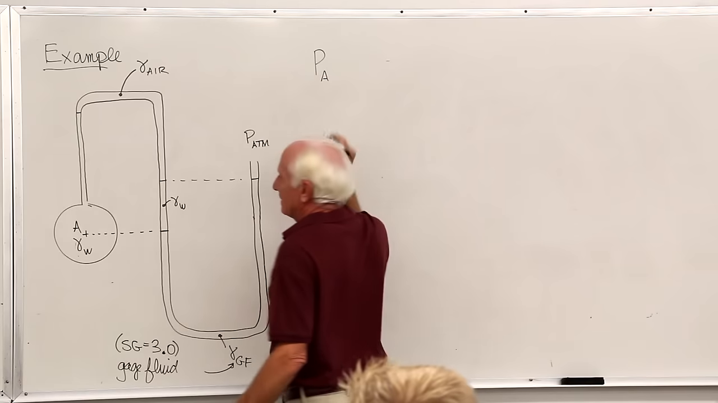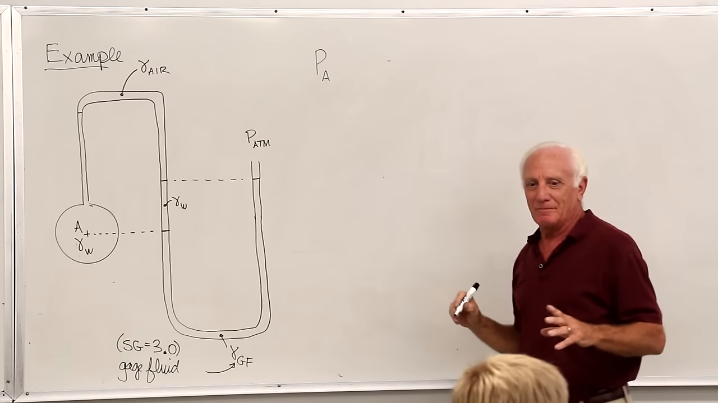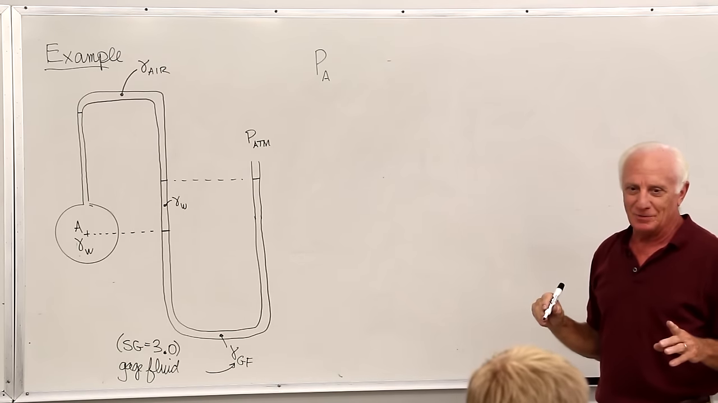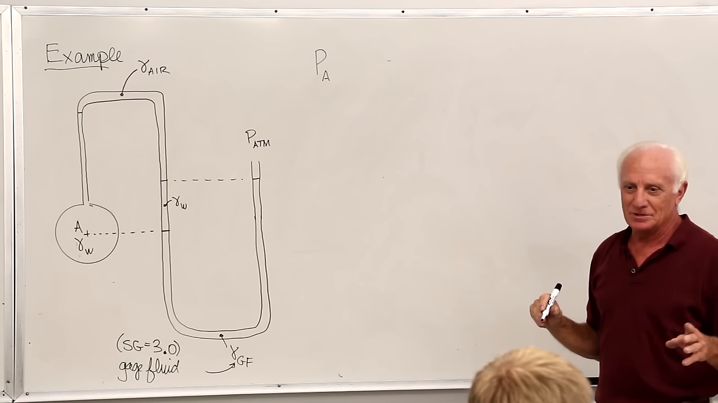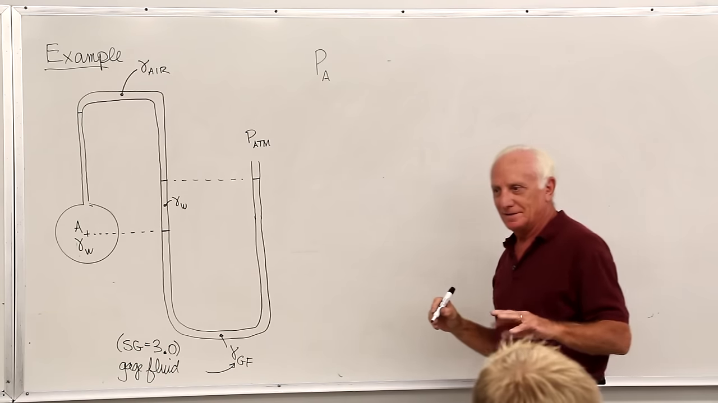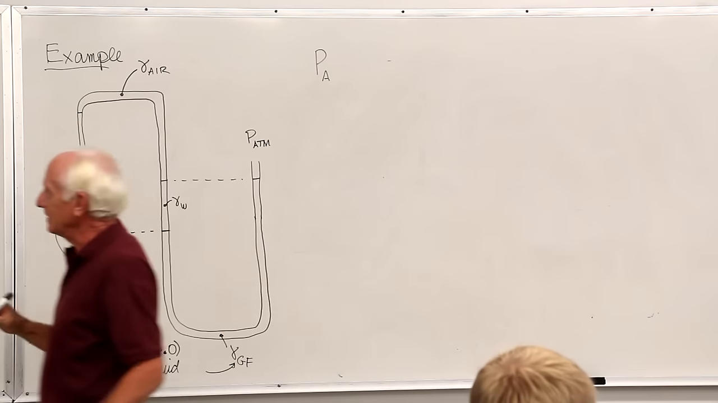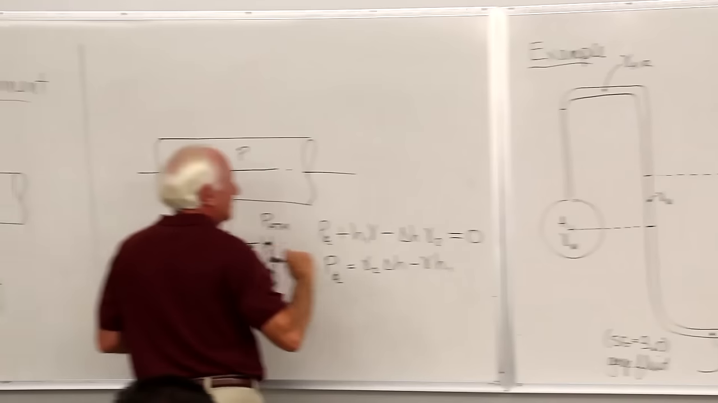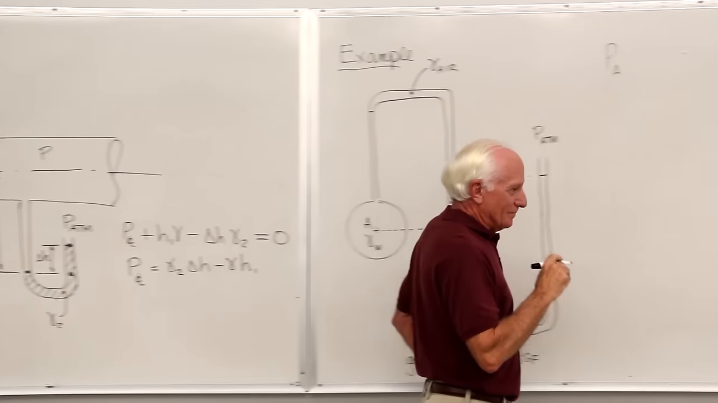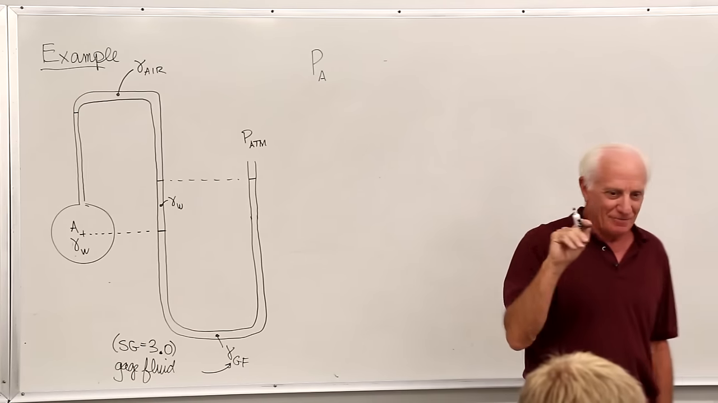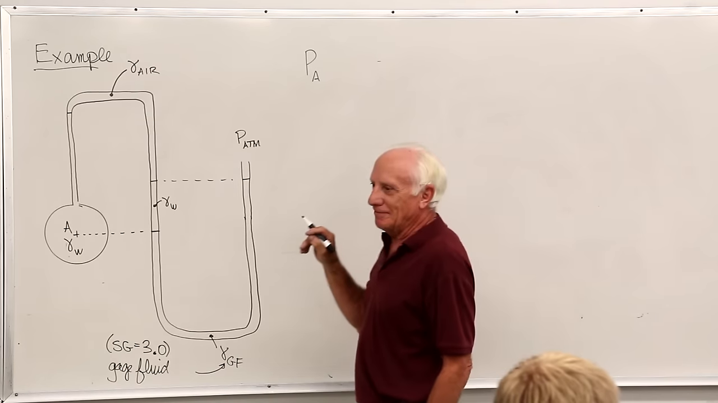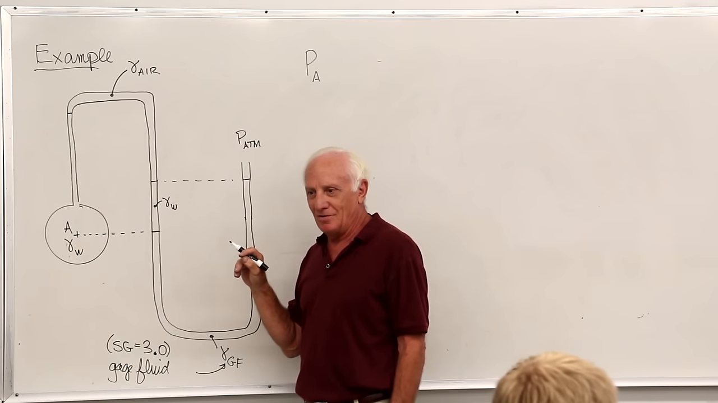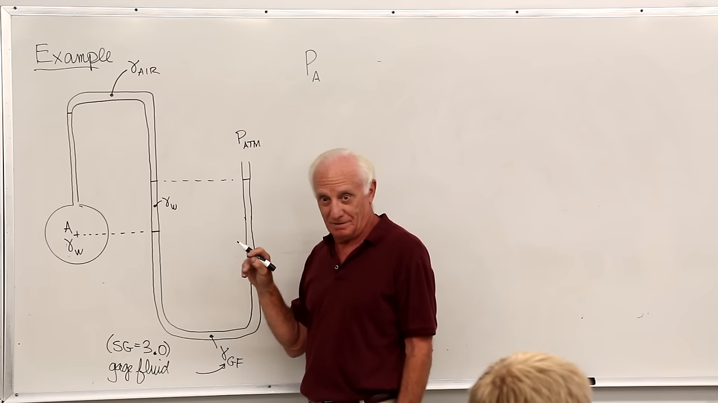Now, there's other ways to solve these manometry problems, but I do it the way I like to do it. Some textbooks do it differently. That's fine. So here's the rule again. We start where you want to find the pressure, and you follow the manometers around until you get to the atmosphere.